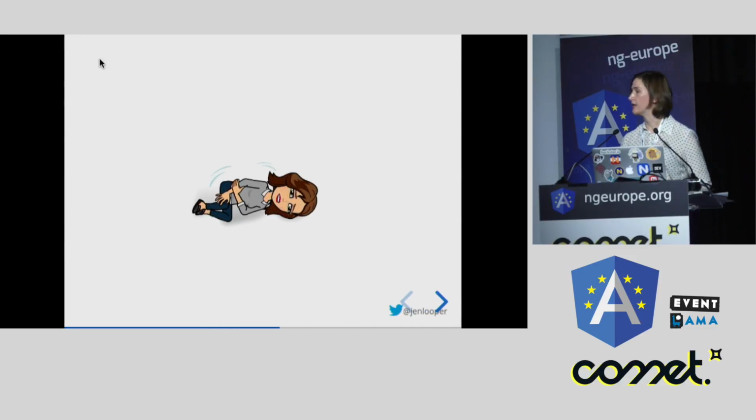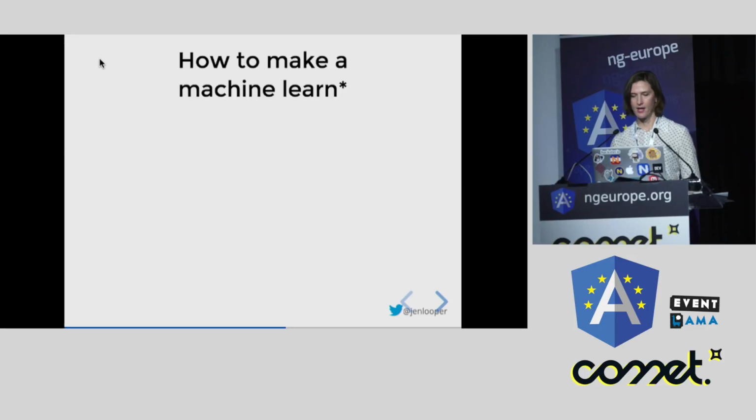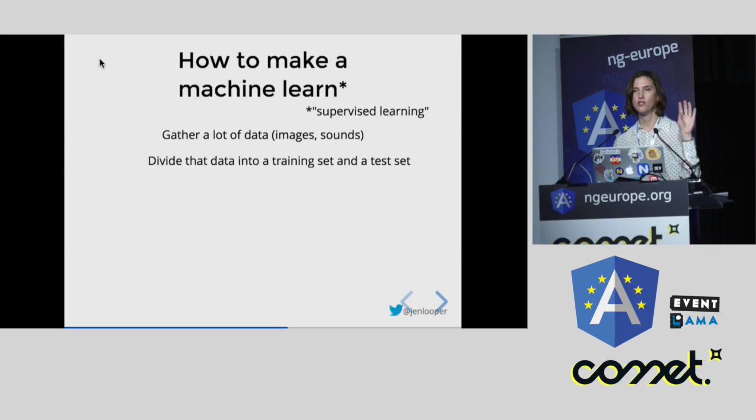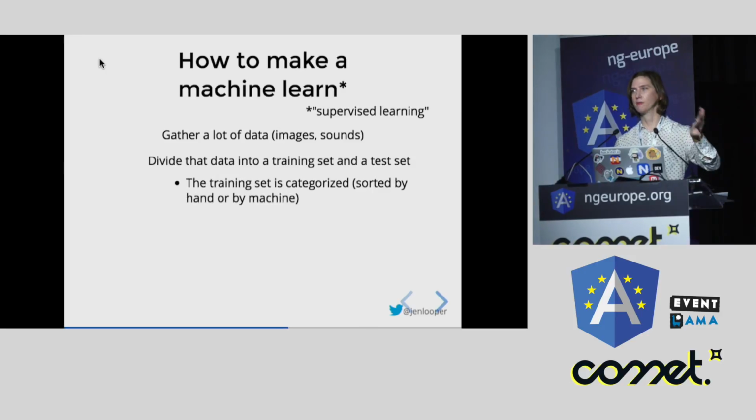Now, if that sounds a little bit scary, here is a step-by-step way of how to make a machine learn. It's the most basic way, which is supervised learning. What you're going to do is gather a lot of data, gather images and sounds. Again, mobile devices are great for this. You divide that data into a training set and a test set. The training set is categorized, sorted by hand or by machine, and then the test set is uncategorized.